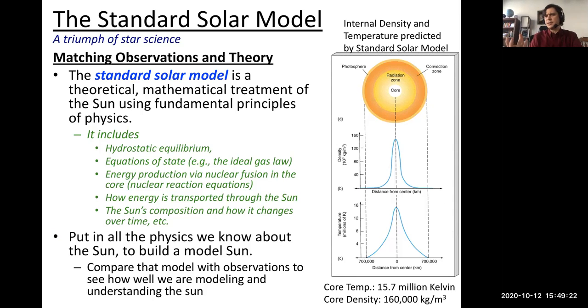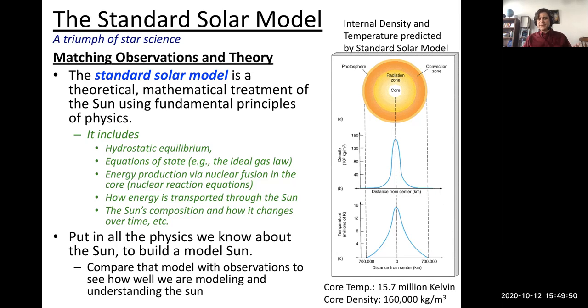But we can also model those. We can go ahead and build a model of the sun where we throw in all the physics with a full mathematical treatment, all the fundamental concepts and principles of physics, into our model of the sun to build a model sun, a fake star, a model star in a computer.